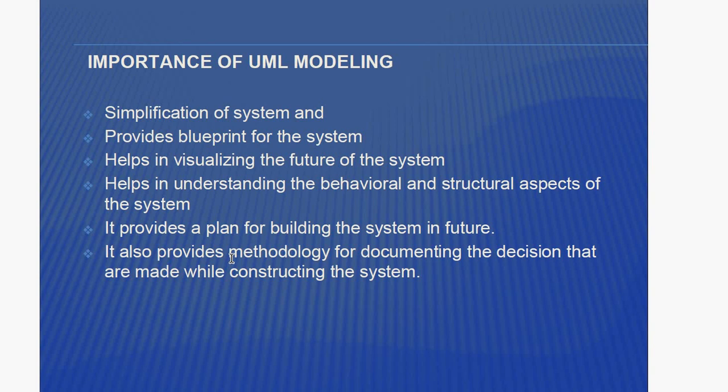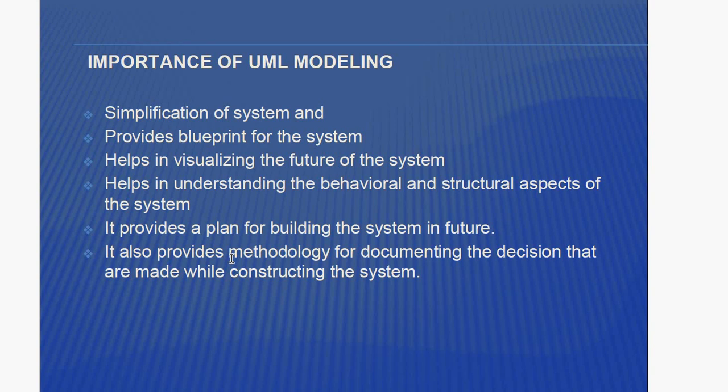The third importance of UML modeling is that it helps in visualizing the future of the system. The future of a system could have problems, could have challenges, and if we do that well in advance, visualizing what is going to happen in future, that is a surplus point for the software systems, for the designers, for the development team, for the testing team, and various other stakeholders that are involved in the entire software system.